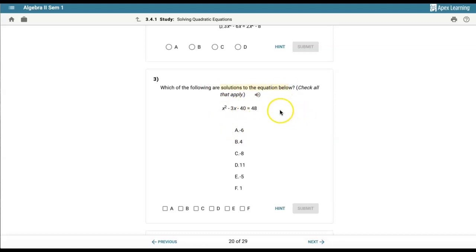First off, we've got to get this in standard form. That's like rule number 1. Get it in standard form. Once it's in standard form, then we factor. Once we factor, we can use that zero product rule, so putting both of those factors equal to 0.